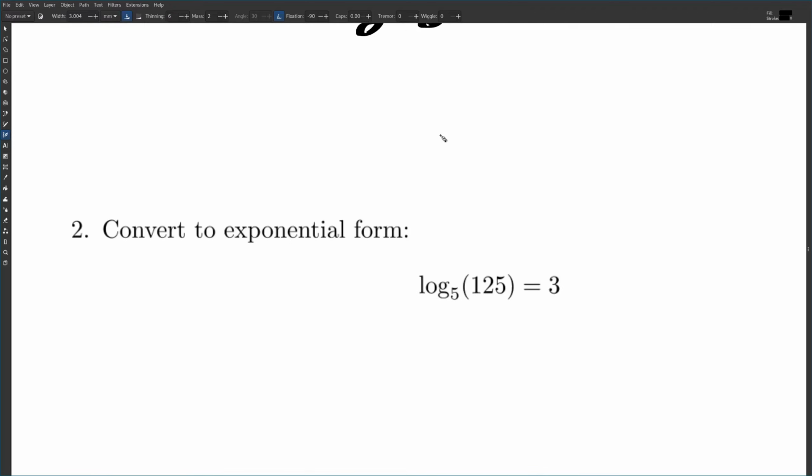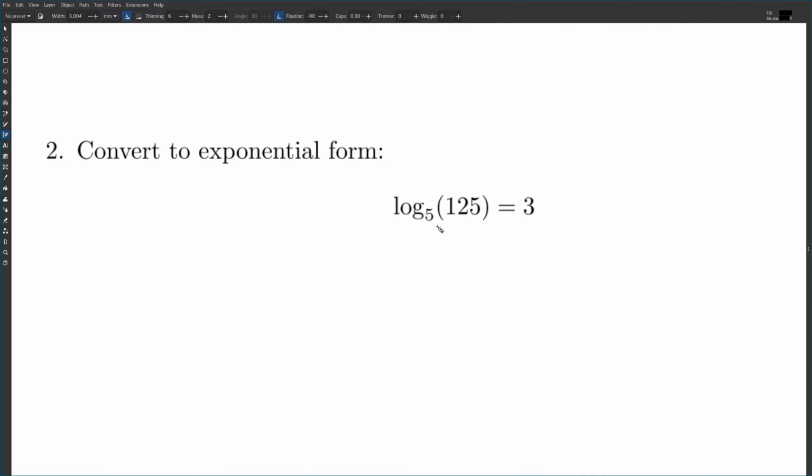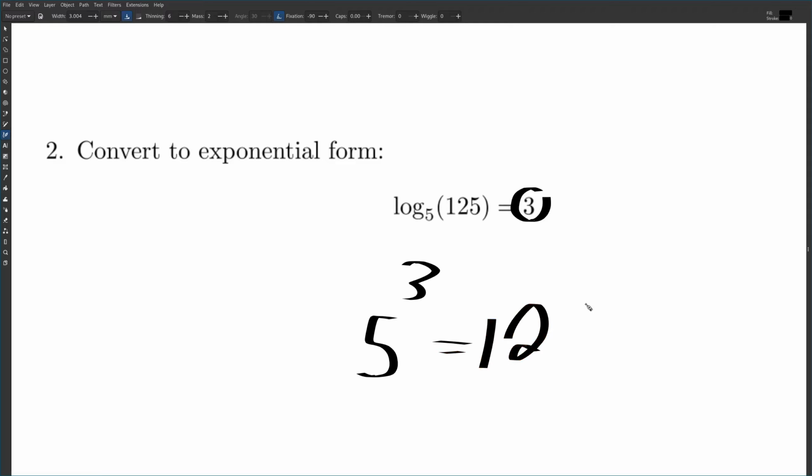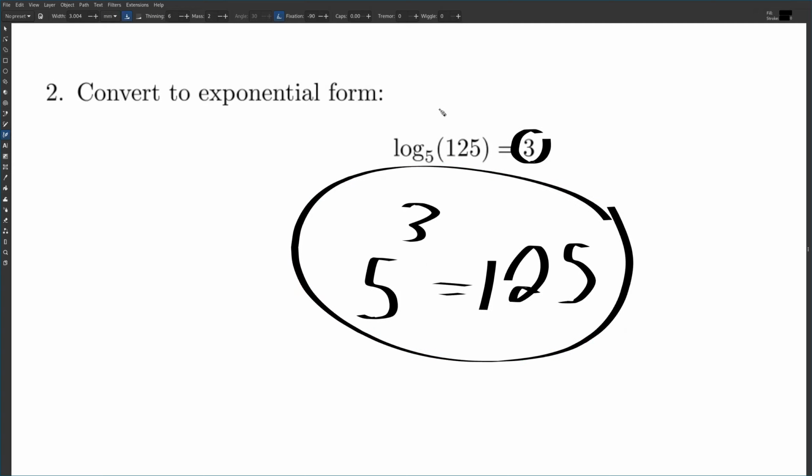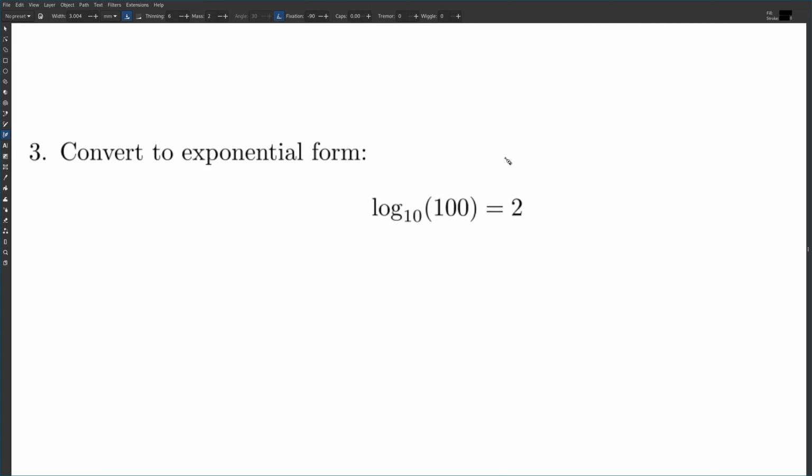Okay, next one. Convert to exponential form. This one's asking, how long does it take for 5 to get to 125? And the answer is 3 steps. So 5 cubed is equal to 125. And we're done with that one. As you'll see, these ones are pretty easy, not too bad.